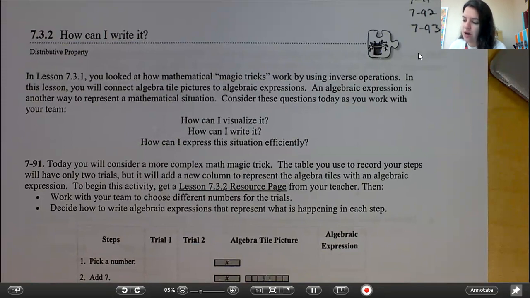How can I visualize it? How can I write it? How can I express this situation efficiently?